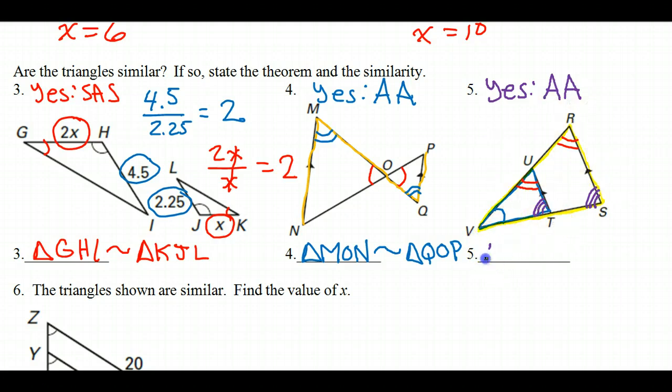So let's go ahead and state the similarity. So triangle, I'm going to say UVT like that. Okay, I didn't have to start that way, you can start any way you want. But now, since I said UVT, I have to say RUS.